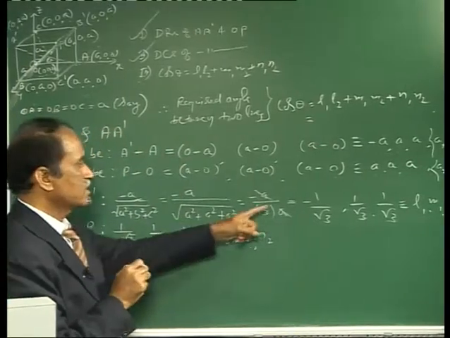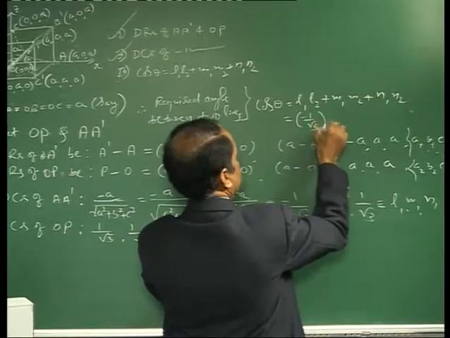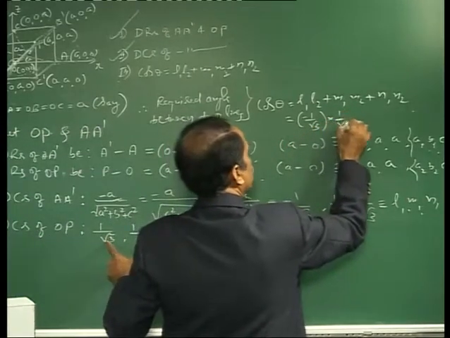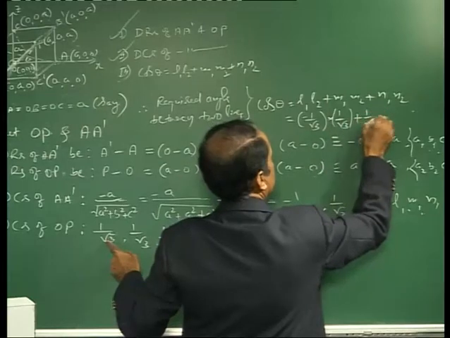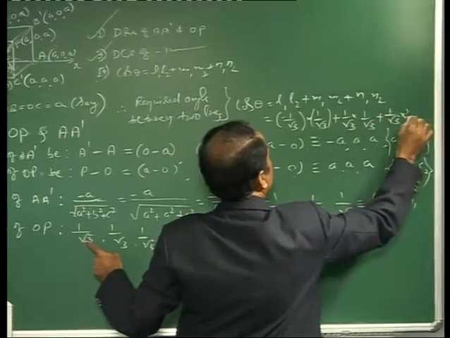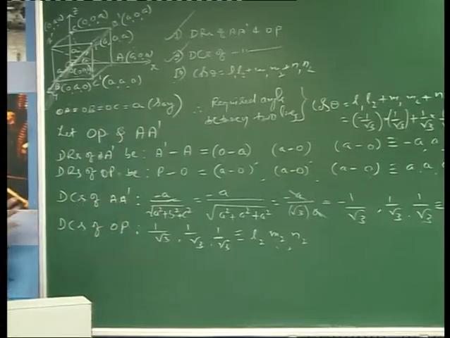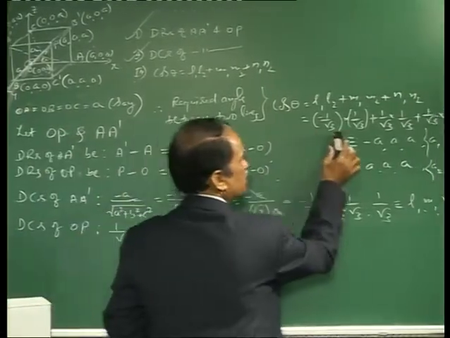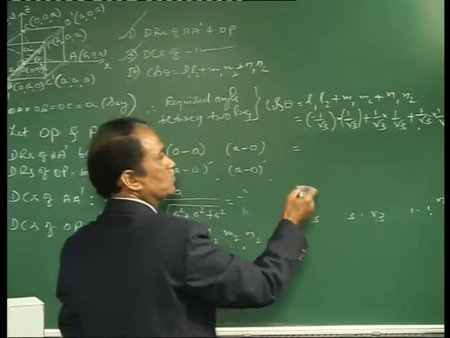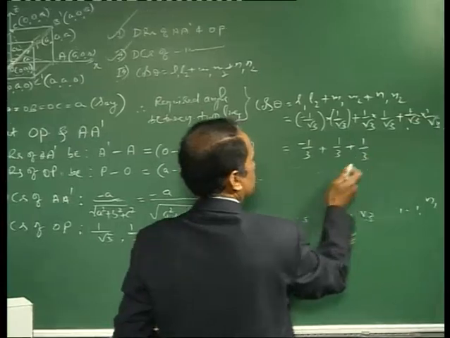Easily you can make out the first number from the first set of direction cosines is minus 1 by root 3, and you combine this for the product with 1 by root 3. Likewise, plus 1 by root 3 into 1 by root 3 plus 1 by root 3 into 1 by root 3. You can compare three sets with another three sets, and simply multiply. Then what is the answer you are going to expect here? First multiplication gives this one; square root of 3 into square root of 3 means only 3, then plus 3 and then plus 3.